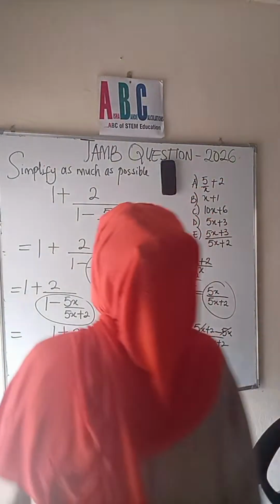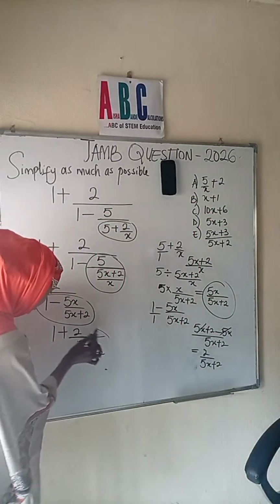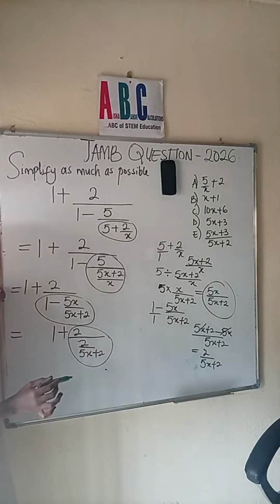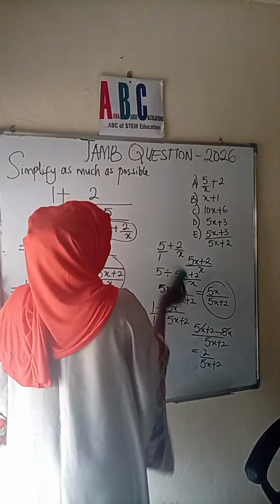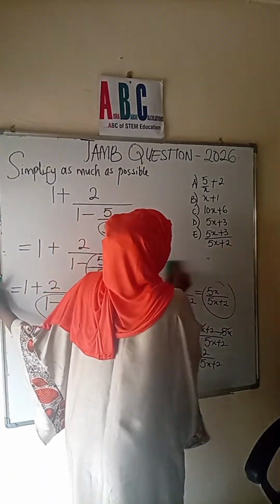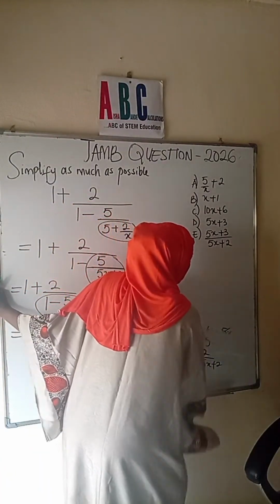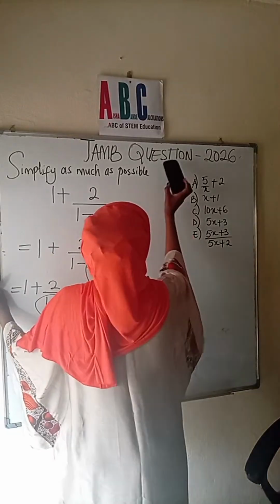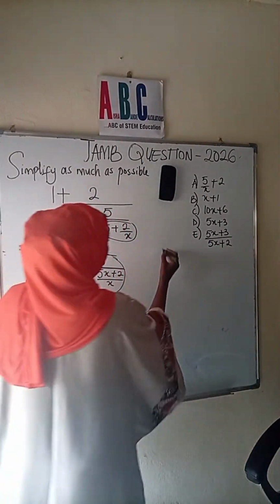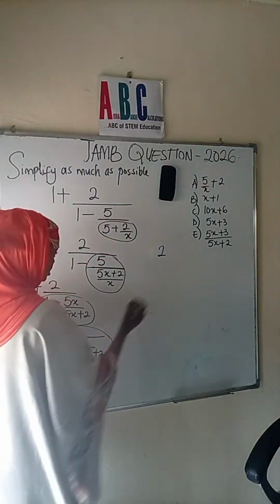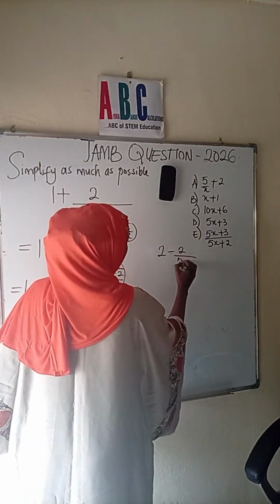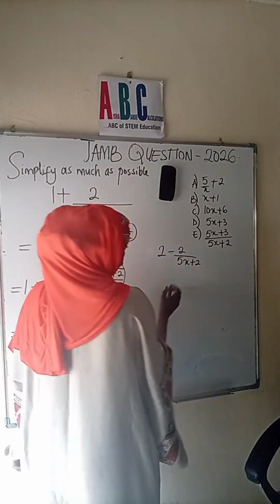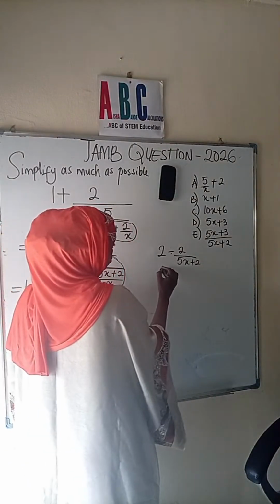So let's continue. So now we are going to simplify what we have on the right hand side. Let me clean this rough work here. So now let's simplify this. This is 2. This line here is division, divided by 2 over what? 5x plus 2. So now this becomes multiplication.